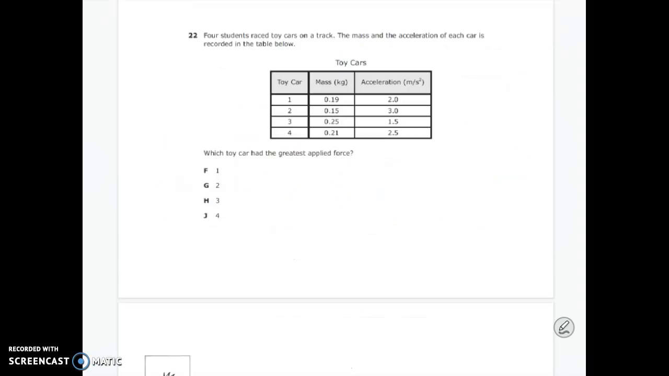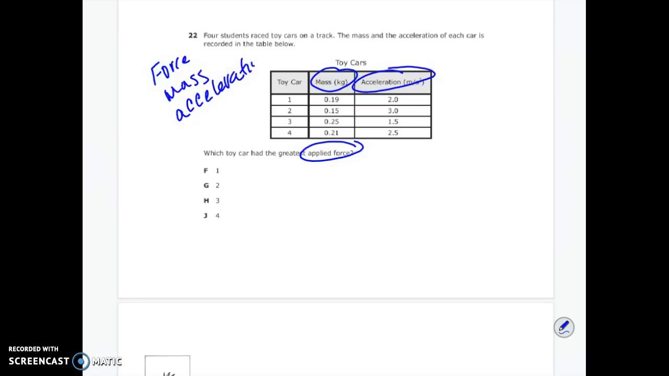Okay, 4 students race toy cars on a track. The mass and acceleration of each car is recorded. So we're going to have mass, we're going to have acceleration, and the question is which toy car had the greatest force. So we're looking for a formula that has force, mass, and acceleration. If we go over to our formula chart, we should see where we have drawn force equals mass times acceleration.